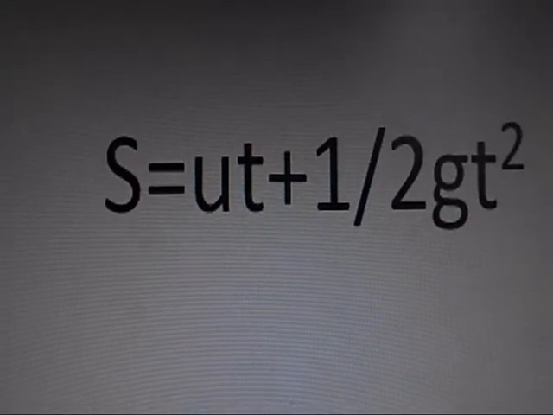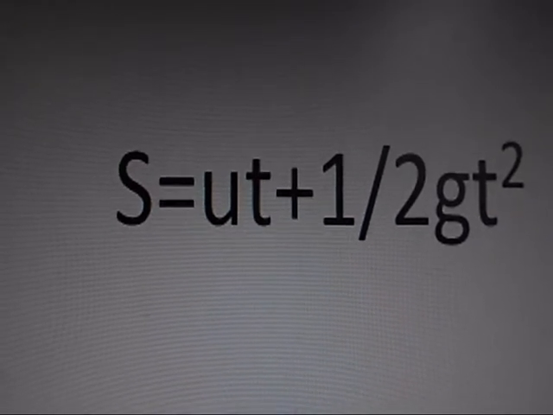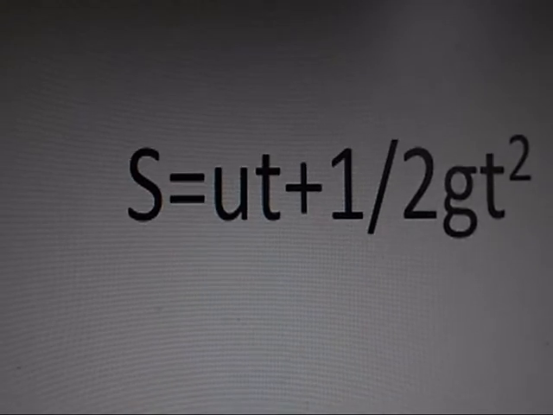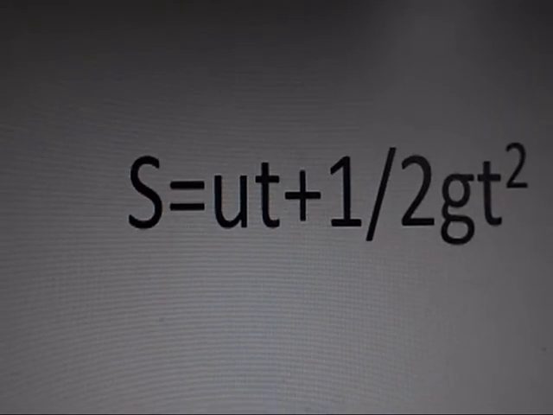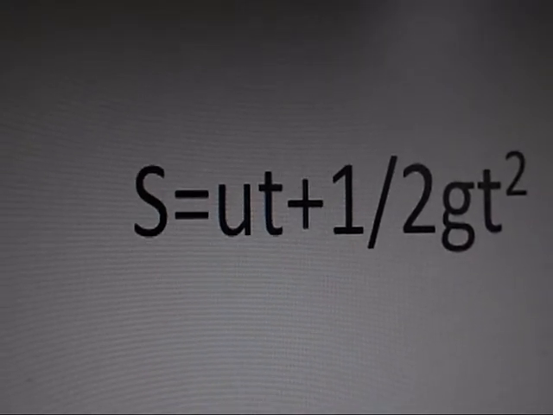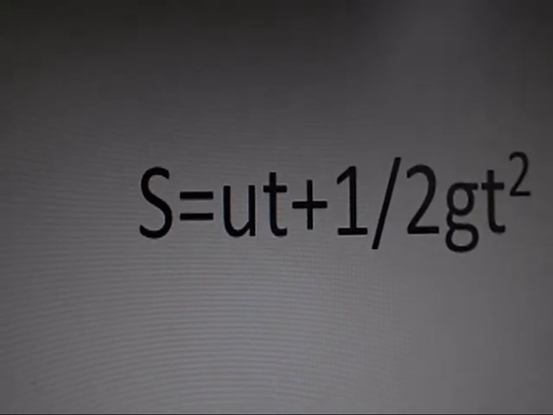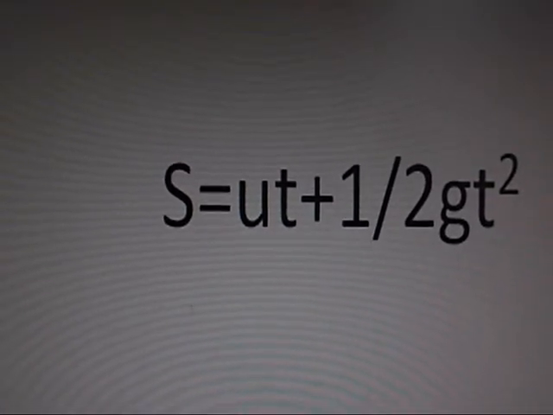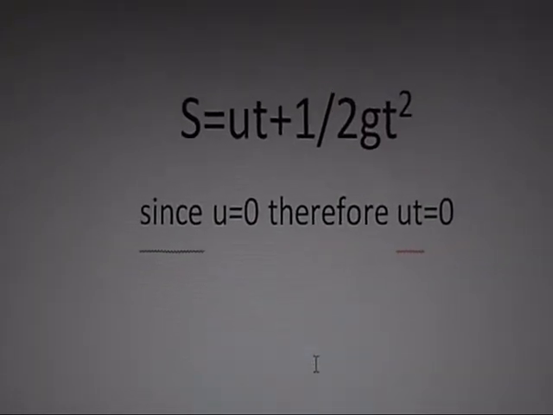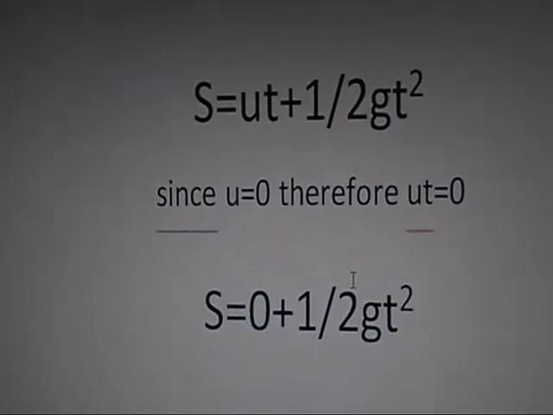To calculate the value of g, we will use this equation of law of motion, also known as the distance formula: S is equal to ut plus half gt square, where S is the distance traveled, u is the initial velocity, g is the acceleration, and t is the time during which acceleration was active. Since initial velocity is 0, the term ut is equal to 0. Therefore S is equal to 0 plus half gt square.